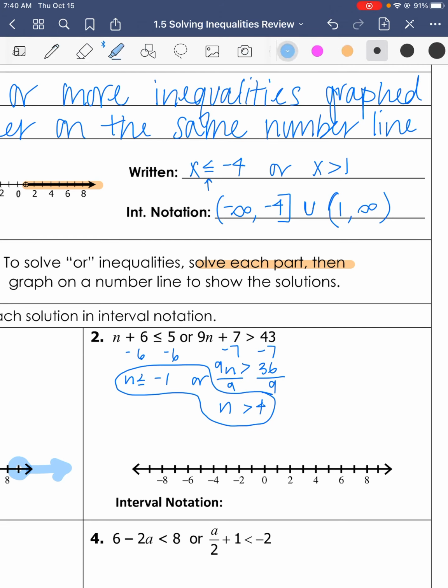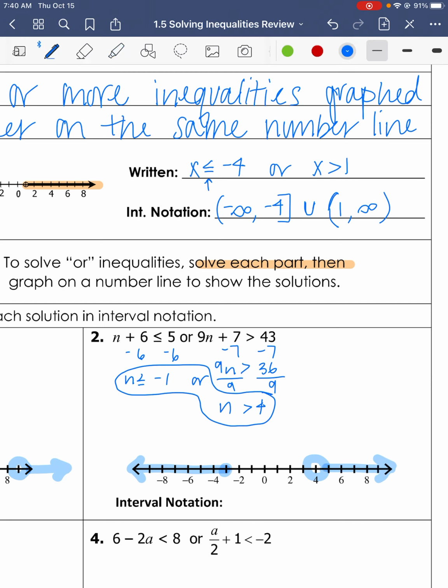So let's graph these, starting with the smaller one. N is less than or equal to negative 1. So at negative 1, closed circle. We're going to the left here, with an arrow. N is greater than 4, open circle, going to the right.